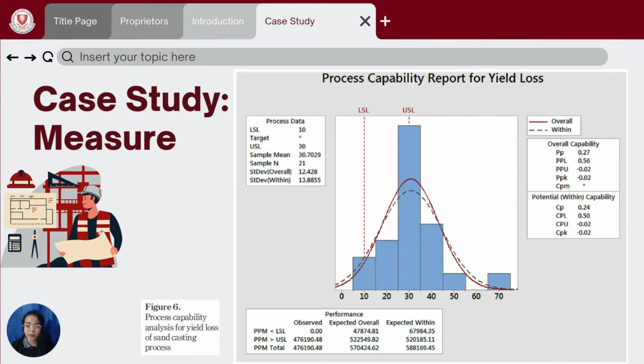The last tool used is the process capability for the baseline sigma calculation. The process is not on target since the measurements are not centered between the specification limits, and also the capability indices are all less than the accepted minimum value of 1.33. This means that the process does not meet the requirements for process yield of sandcasting.